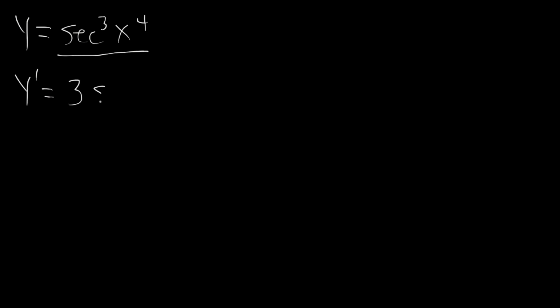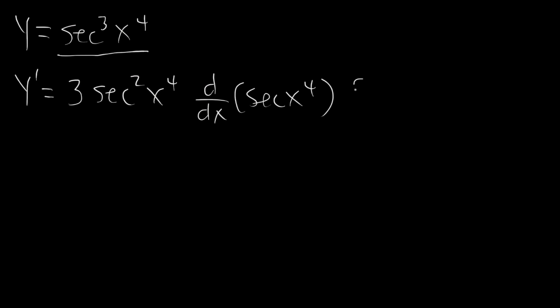Let's do another example. y is equal to secant cubed of x to the 4th power. What is the derivative of this quantity? So you need to take the derivative of this part here. So this is going to be equal to 3 secant squared x to the 4th power. And then you need to take the derivative of secant of x to the 4th power, and the derivative of x to the 4th power.